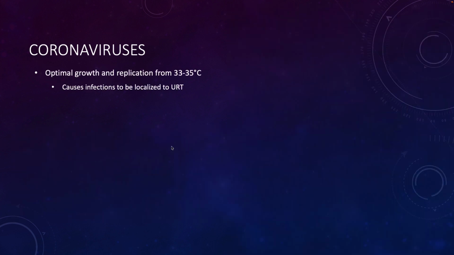For most coronaviruses, their optimal growth and replication is between 33 and 35 degrees. And just like with the rhinoviruses that we talked about, that is what causes them to be localized to the upper respiratory tract, which is why you would get cold-like symptoms instead of full-body symptoms. What they do is they infect and kill epithelial cells, or ciliated epithelial cells, so those commonly lining the upper respiratory tract, and they're mostly spread by aerosols.